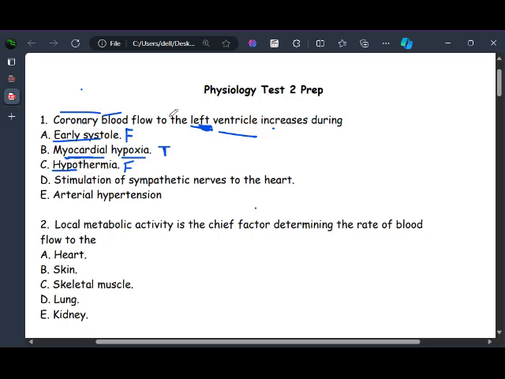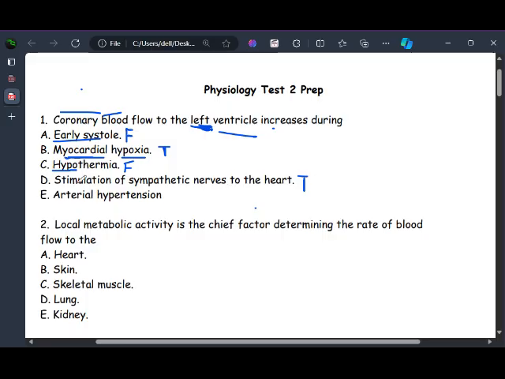Does coronary blood flow increase when you stimulate the sympathetic nerves to the heart? Is that true? Is that false? That is actually true. The reason why it's true is because look at this.